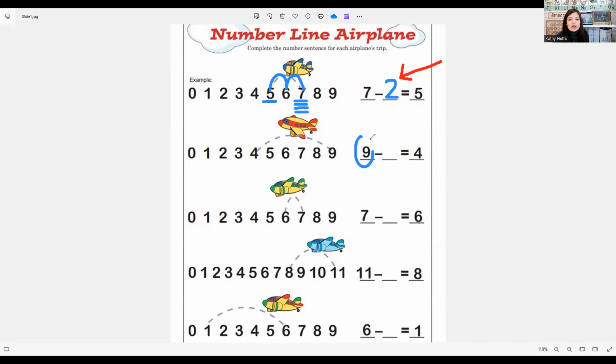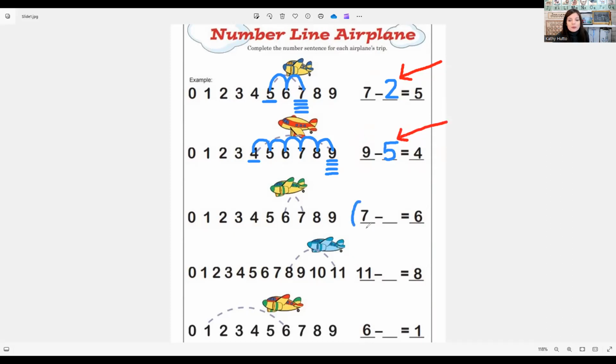All right, let's do the next one. The first number tells me where to begin. We're going to begin at number 9. That's where our plane will take off. We're going to end or land the plane at number 4. Let's see how many spaces we fly. Ready for takeoff. 1, 2, 3, 4, 5. We flew 5 spaces. 9 minus 5 equals 4. So let's write number 5 here.